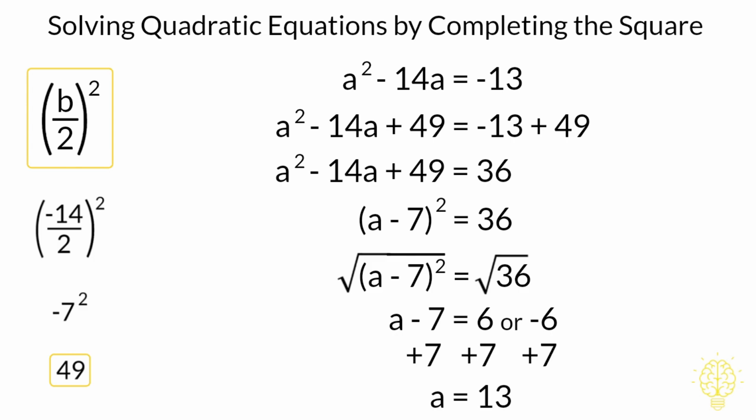6 plus 7 is 13, so that's one of our answers. And negative 6 plus 7 is 1, so that's the other answer. We solved a squared minus 14a equals negative 13 by completing the square, and we got our two answers of 13 and 1. Let's do one more problem.